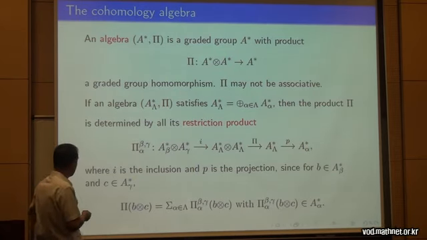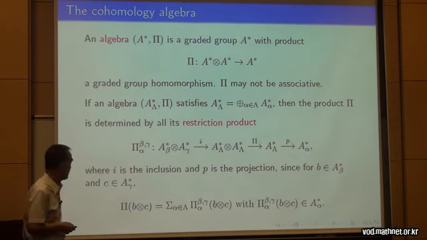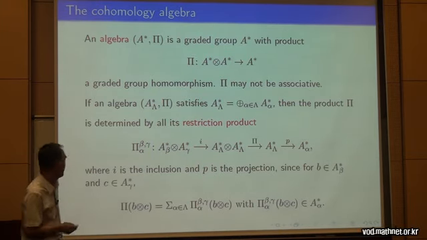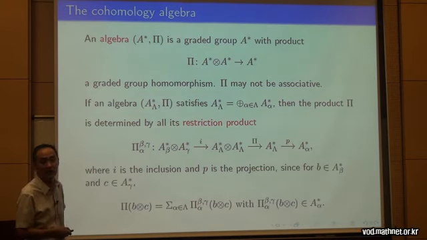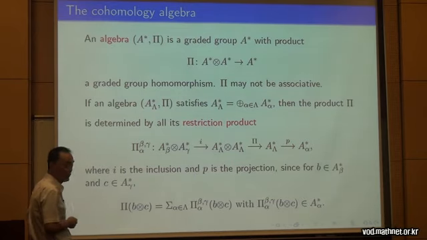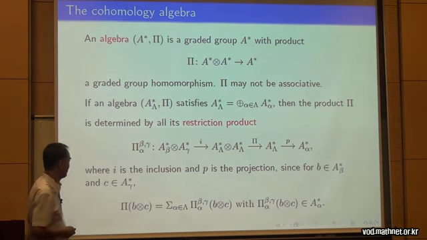So, as we see, if an algebra is the direct sum of groups, then its product pi is uniquely determined by all such restriction products, where alpha, beta, gamma are taken over any elements of lambda. So it's determined by all its restriction products. So the definition is very natural.